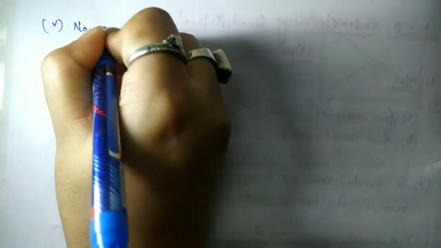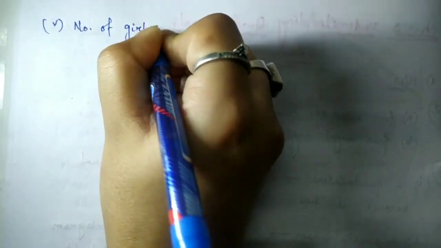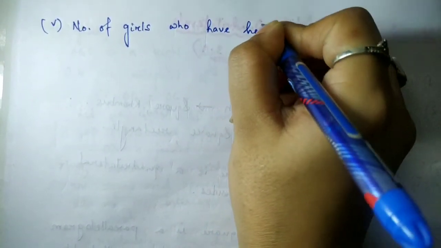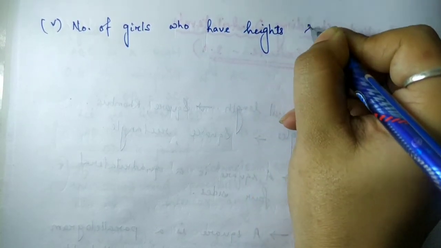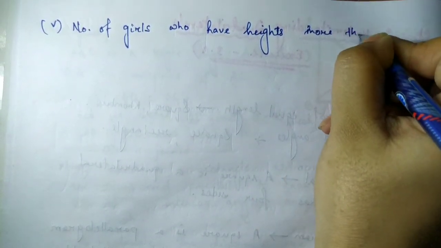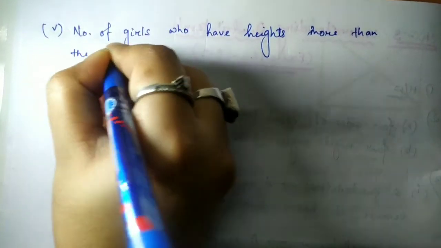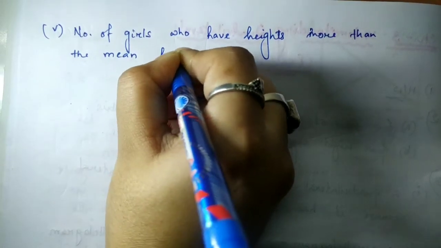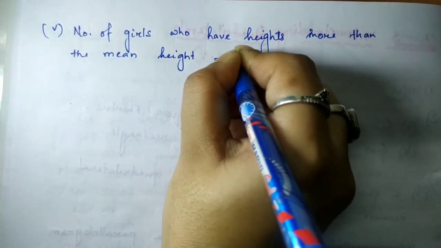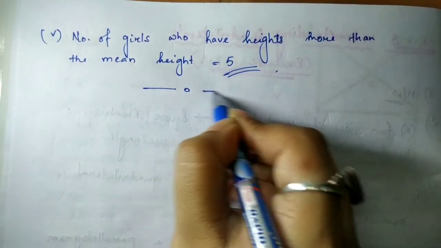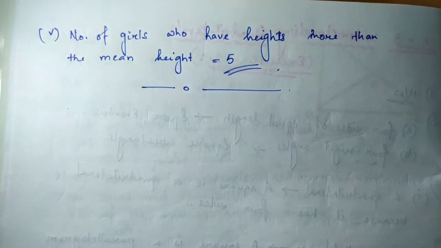So we will write number of girls who have, write full statement, heights more than the mean height is equal to 5. So this is what we want. Okay, so this is what is the answer. So this is the last part of the exercise. This is the last sum. We'll go to median and more in our coming exercises.